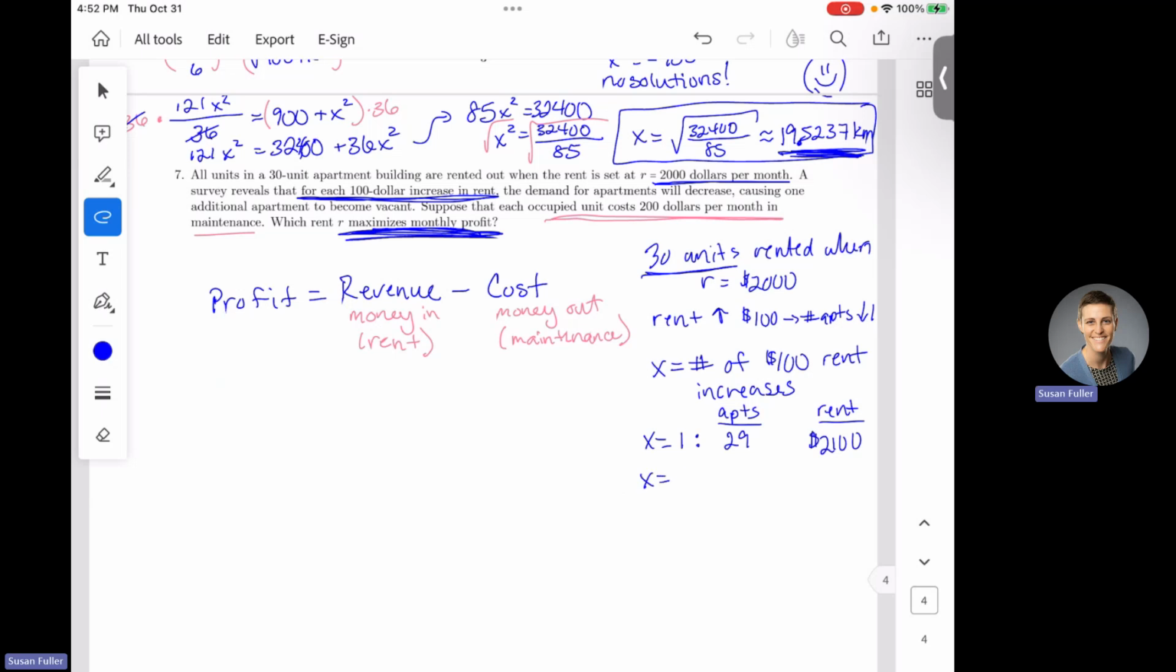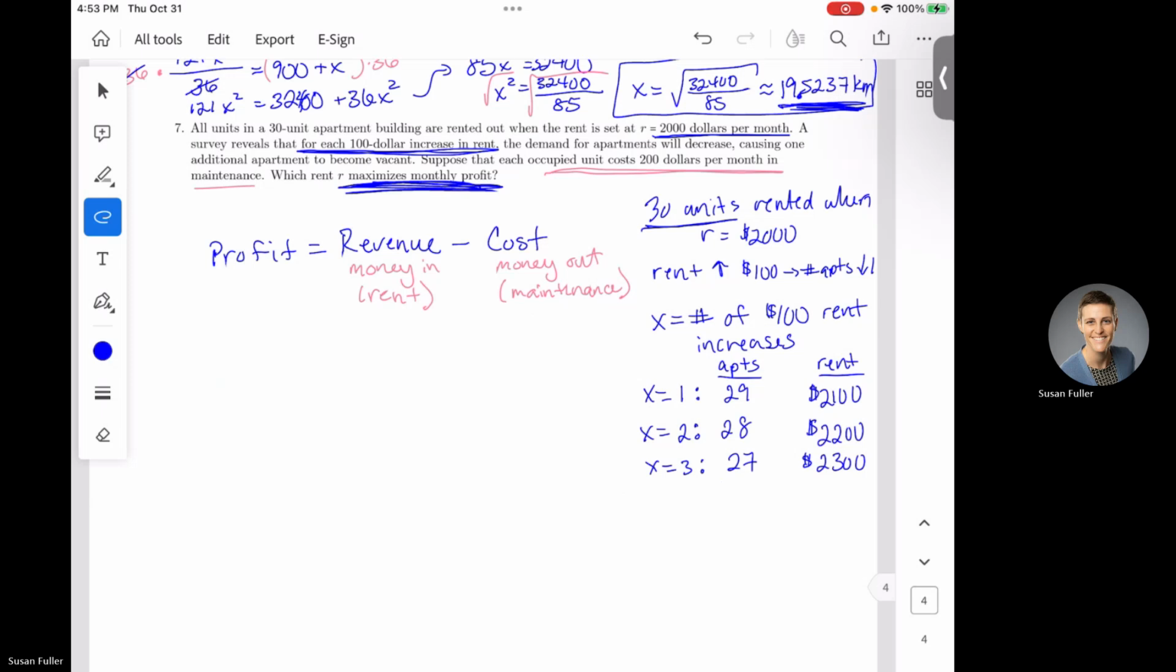Okay. What if I do 2 $100 increases? Well, if I increase the rent by $100 twice, I'm increasing it by $200, which means my rent is going to go up to $2,200. But I'm going to lose another apartment, so I'm going to be down to 28 apartments that are rented out, right? And we could keep going. What if I raised rent by $100 a third time? Well, I'm going to lose another apartment, so I'm going to be down to 27 occupied apartments, but my rent's going to go up by $100, which means my rent is going to go up to $2,300.